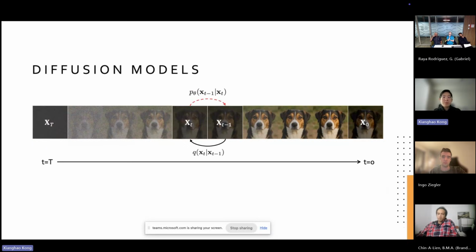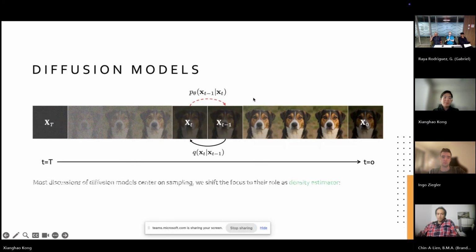The forward diffusion process is from x0 to xt. It basically adds Gaussian noise step by step, a little bit more and a little bit more. But what we call generation is the reverse process of the diffusion model, from xt to xt minus 1. Unfortunately, this step is usually intractable. It's really hard to estimate p theta of xt minus 1 given xt.